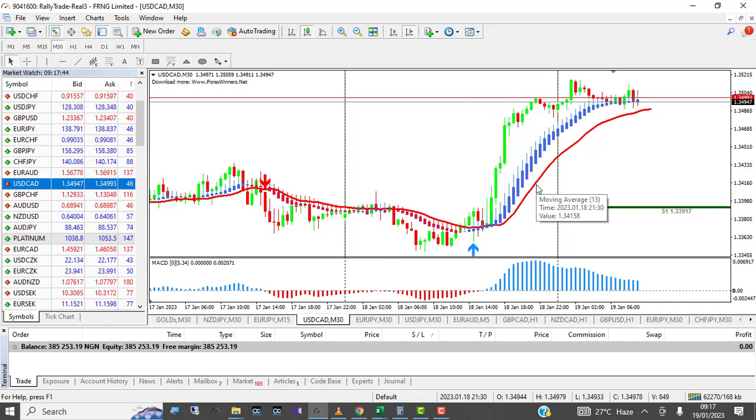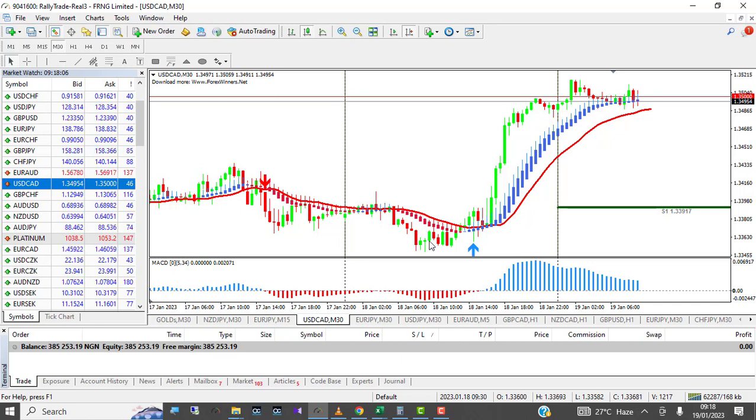Once the candlesticks are above the moving average, it indicates that prices are going up, a bullish bias, bullish momentum. Look at the candlesticks here, they are above the moving average. If the candlesticks are below the moving average, that also indicates a bearish bias. So you want to consider all of this before you use this strategy to pick a trade.